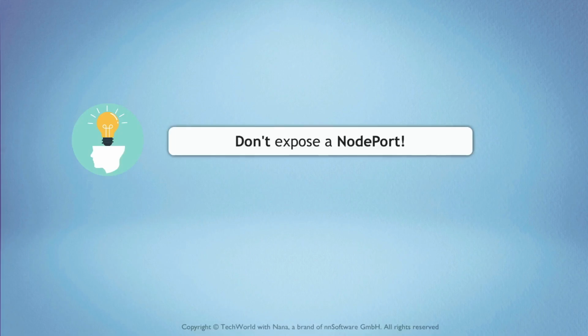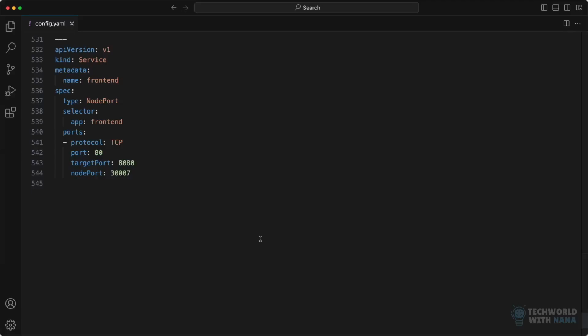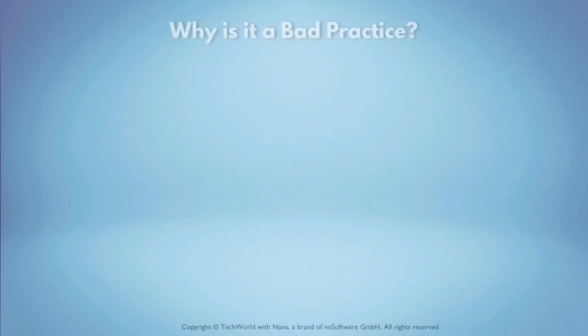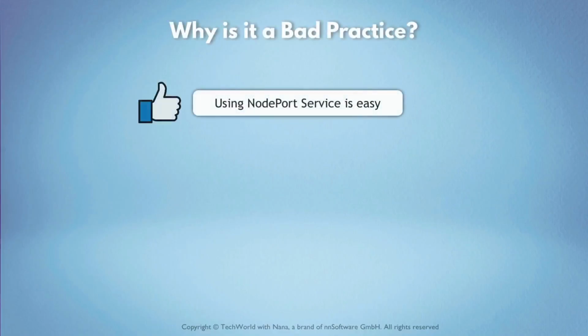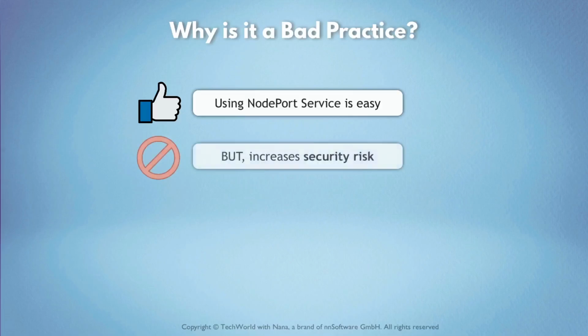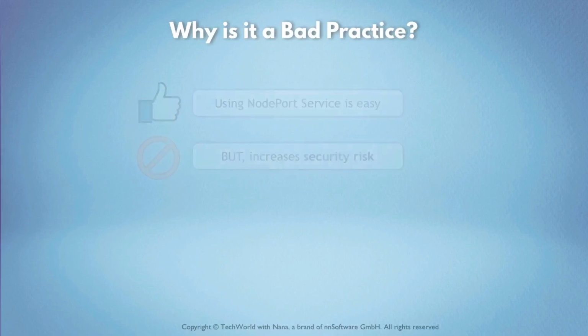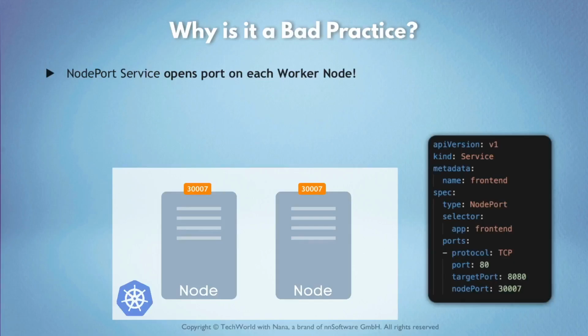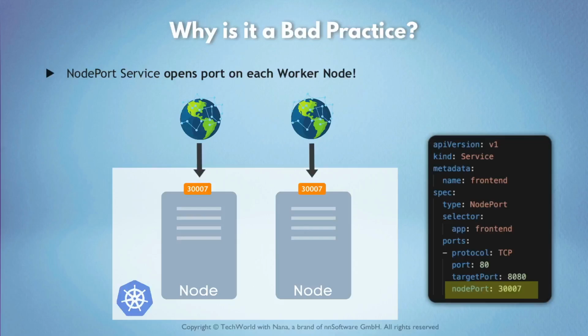Another thing that we need to fix in our configuration file is actually exposing an external service using node port service type. The problem here is that even though using node port service is super easy, it is actually a bad practice because it exposes the cluster to a security risk. Why? Because it opens a port, as we saw, a node port on all worker nodes in the cluster, where it can be directly accessed by external sources. So you have multiple entry points in the cluster and you increase the attack surface.